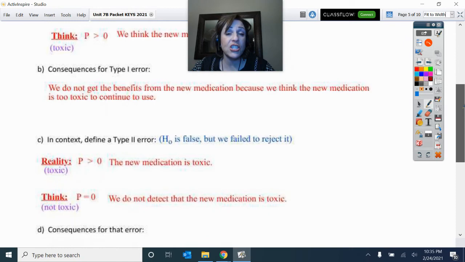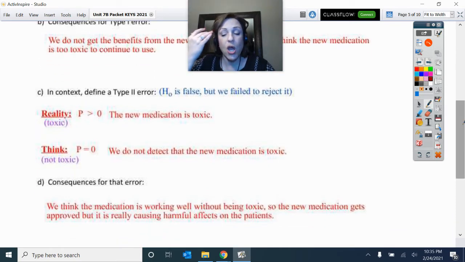So we lose that opportunity to use that medication. Our type 2 error, of course, is the opposite, where the null hypothesis is false and we fail to reject that false null hypothesis. The reality is that it should be rejected, because the medication is toxic. It is too toxic and we should not use it on patients, but we failed to detect that. So we think it's not toxic, and we say, woohoo, let's use this medication. Yet we find that it is really causing problems.